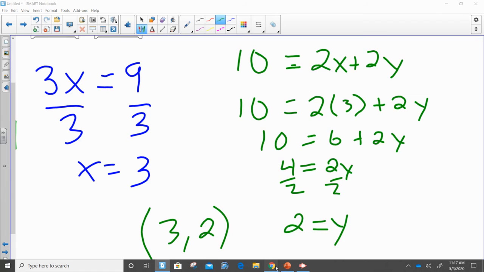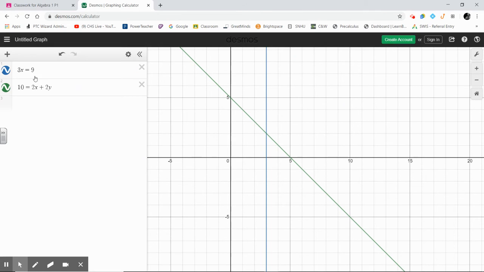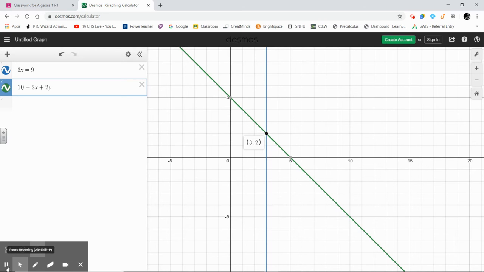So now we'll take a look at the graph. I have my 2 equations, 3x equals 9, 10 equals 2x plus 2y. First equation blue, second equation in green. Here's the intersection point. Let's give it a click. We see our solution is 3, 2. Same thing we got when we solved by substitution. Let's go take a look at our first word problem.